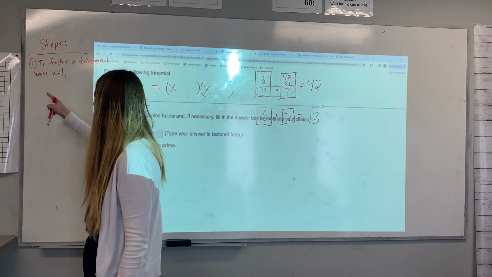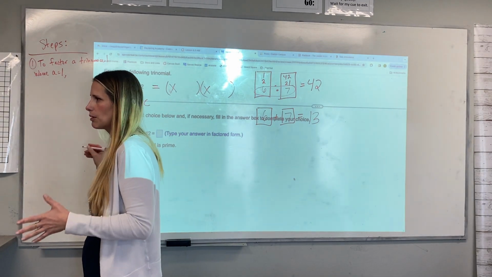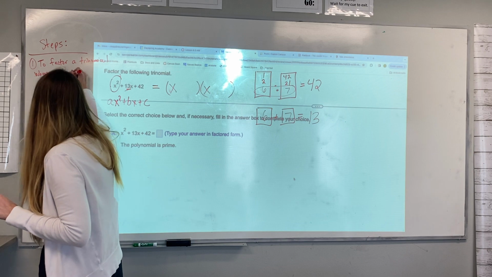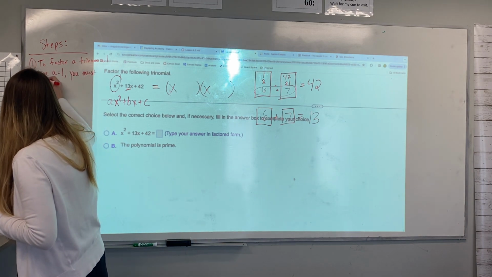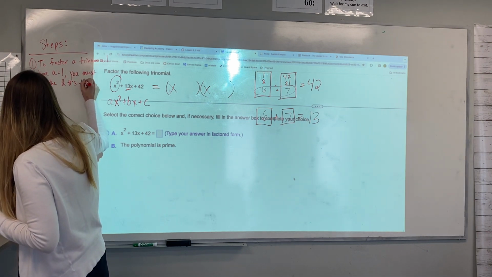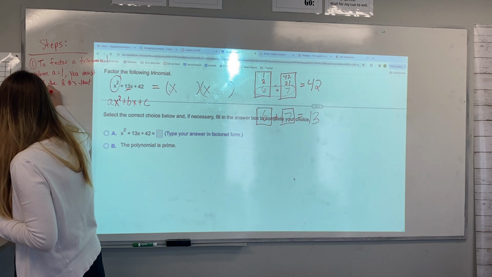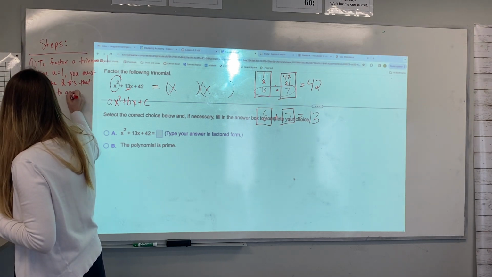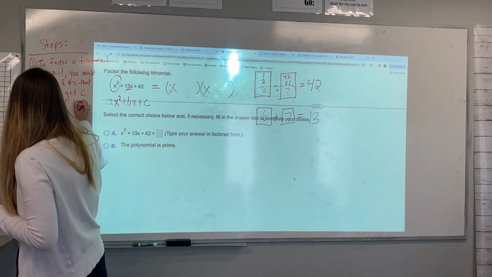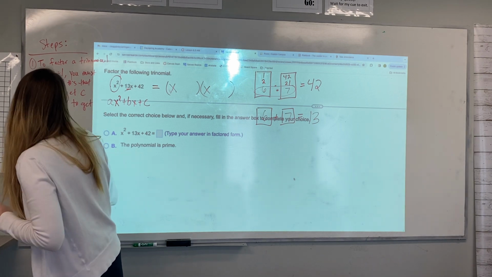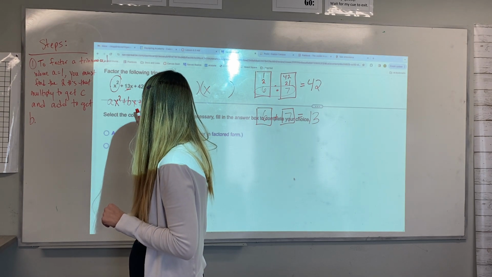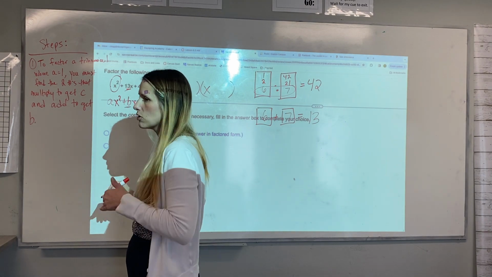To factor a trinomial where a equals 1. Okay, that's why we're going to write it, because tomorrow we're going to do steps for when a doesn't equal 1. To factor a trinomial where a equals 1, you must find the two numbers that multiply to get C and add to get B. Now you need to write down this formula, ax squared plus bx plus c, because b and c stand for those numbers.